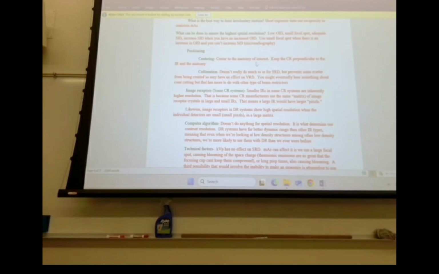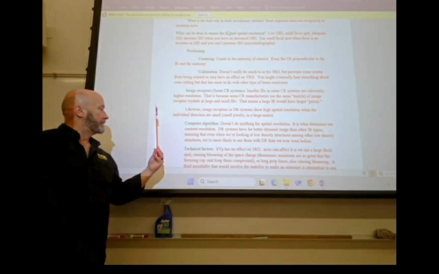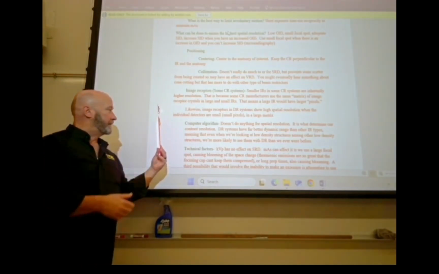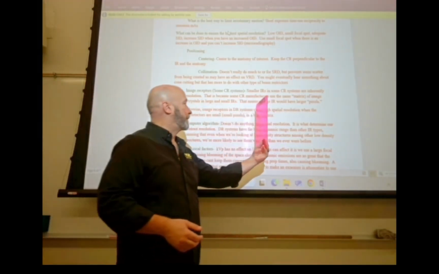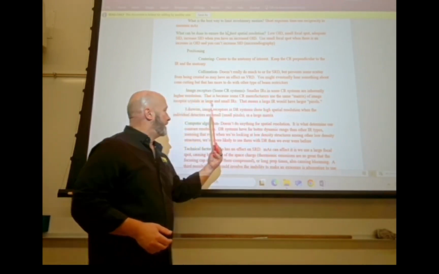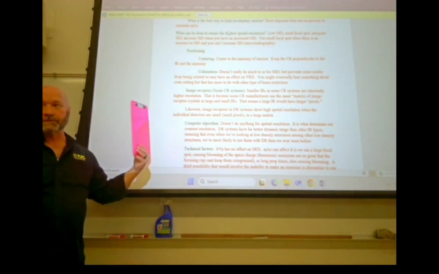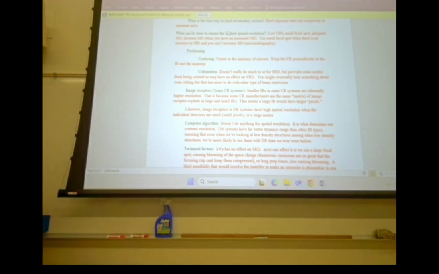So centering, also, if you remember, we can have an issue with parallax. Remember doing this? If our anatomy is parallel to the center of the central ray, and our anatomy looks like that, off in the distance in the periphery of the beam, we're going to have some distortion. Distortion is a sharpness issue. All right, so center on the anatomy of interest.